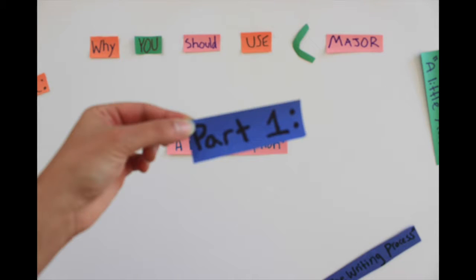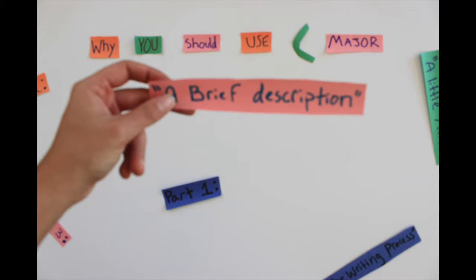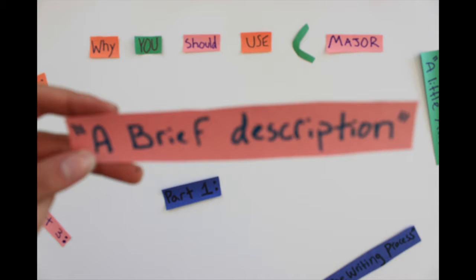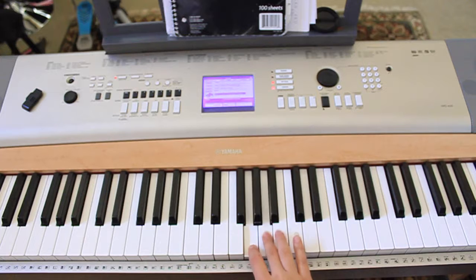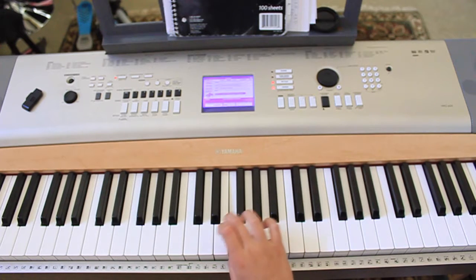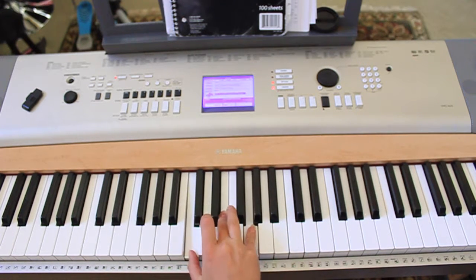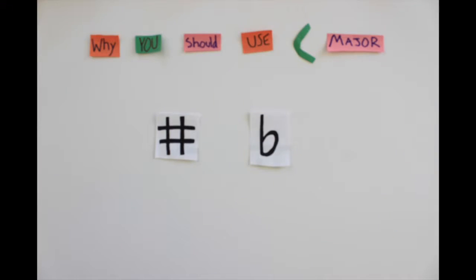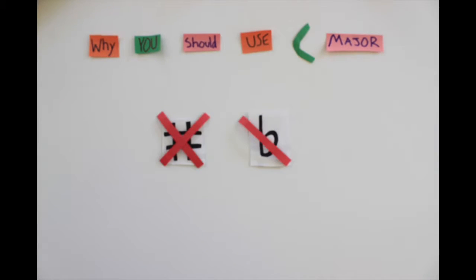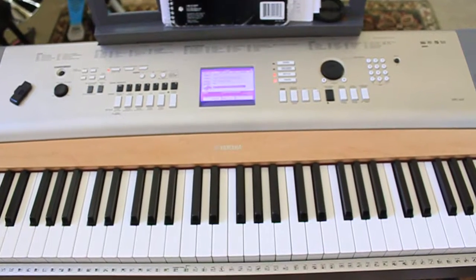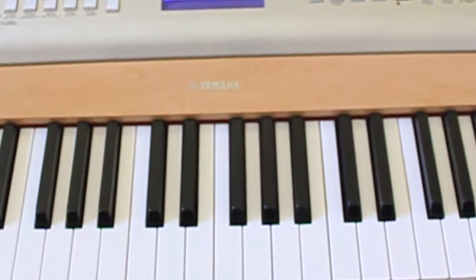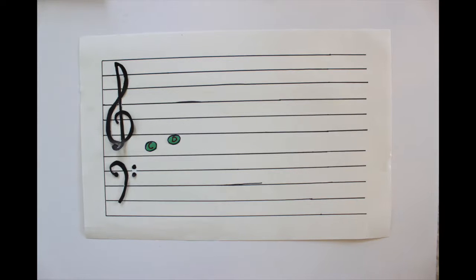Let's begin. Part 1, a brief description of C major. The C major scale sounds like this. C major is arguably the simplest key to write in and play music in. Why? Well, there are no sharps or flats in C major. That's these black keys on a piano, making it a smooth, thoughtless process to move up and down the scale.